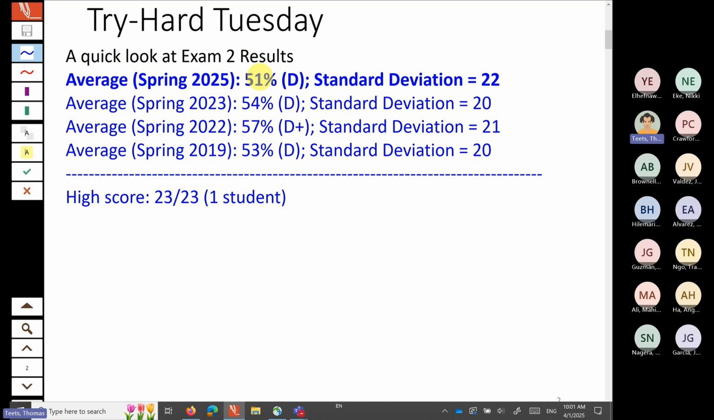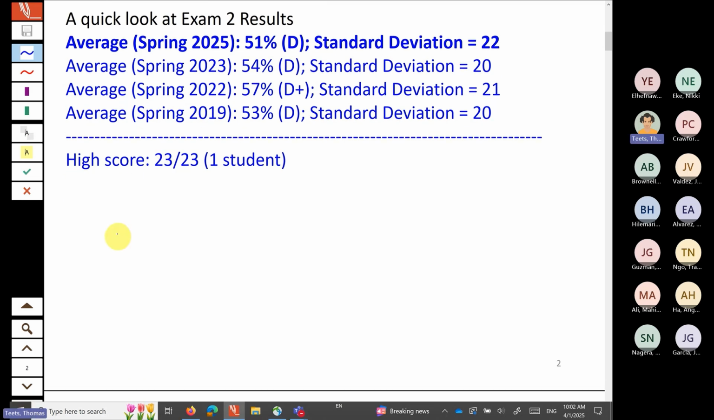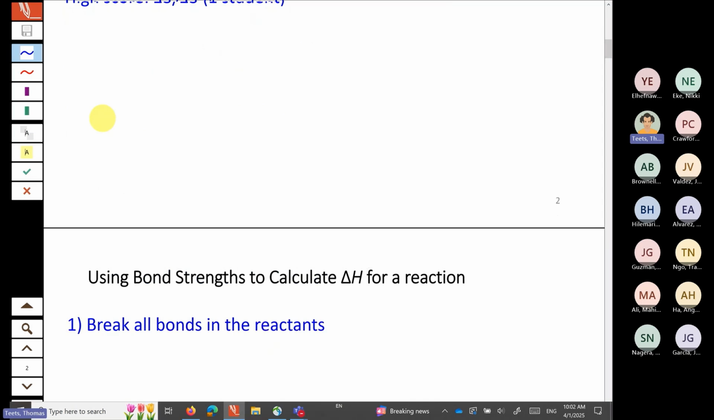But the average was right around 51%, with a pretty large standard deviation. So there was quite a range of outcomes within that. And there was one student, congratulations, who got a perfect score in this exam. So it does happen. All right, so we're going to move on then to, as I said, finishing chapter 7.